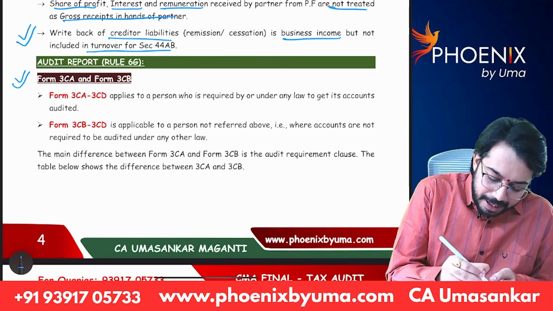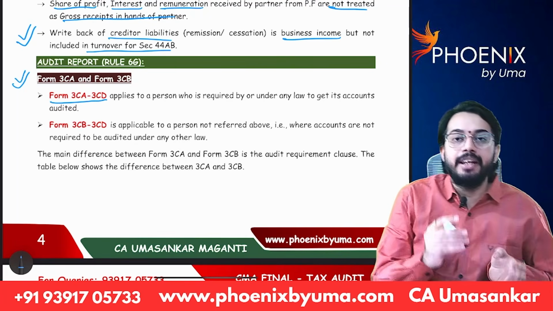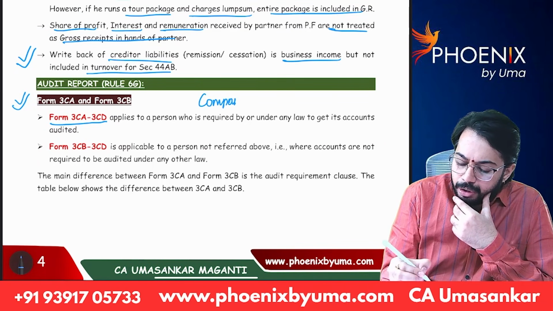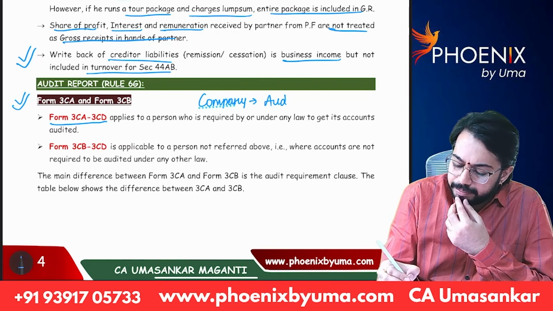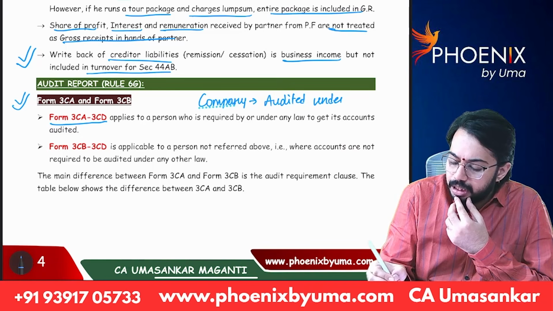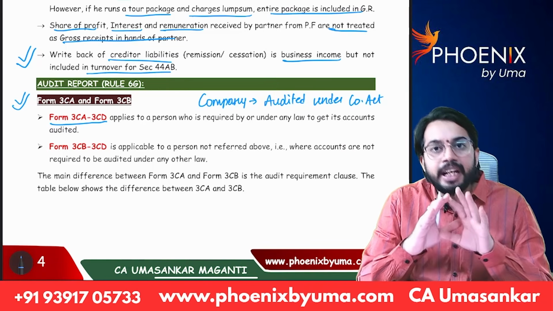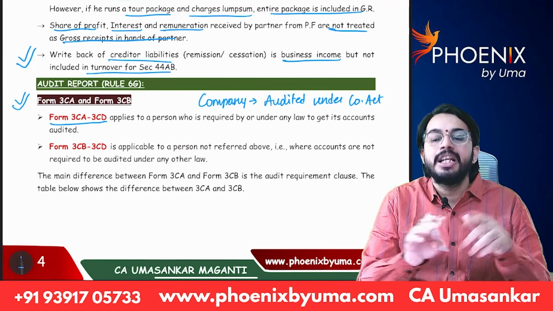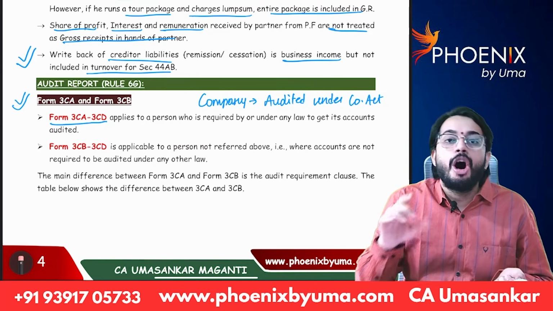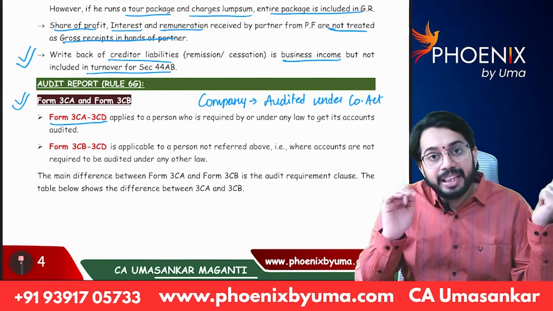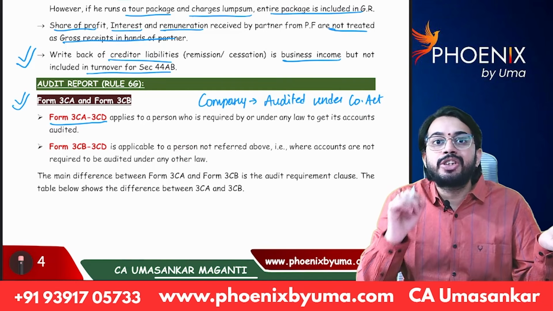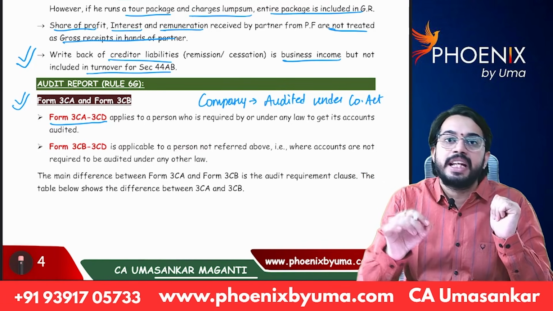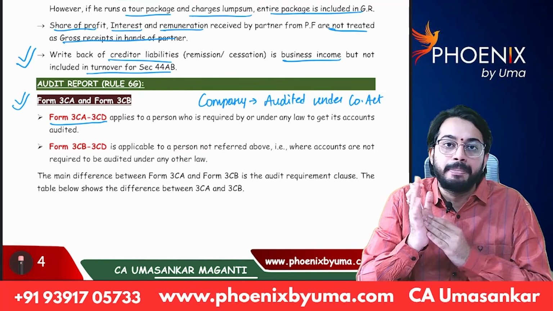Form 3CA and 3CB. Form 3CA, 3CD. For example, there is one company. The company is required to get audited under the Companies Act. If any entity is required to be audited under any other law and audit is done, that means if books of accounts are already verified by an auditor under any other law, in that case, the tax audit is not required to be done from scratch. The tax auditor is required to prepare the audit report in 3CD and it is sufficient to give that tax audit report. Are you able to understand?